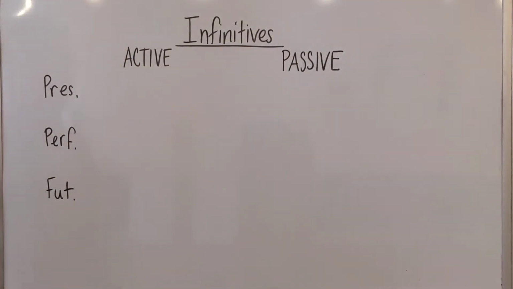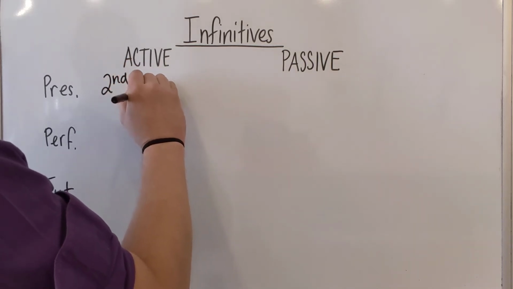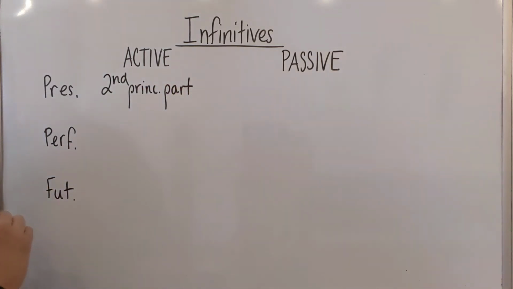This is a short video on Latin infinitives. There are six kinds of infinitives in Latin: present, perfect, future, active, and passive. For the present active infinitive, it's the same as the second principal part. Make sure you know your principal parts.